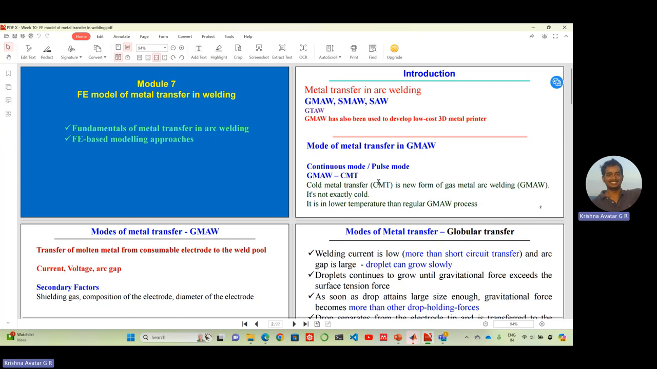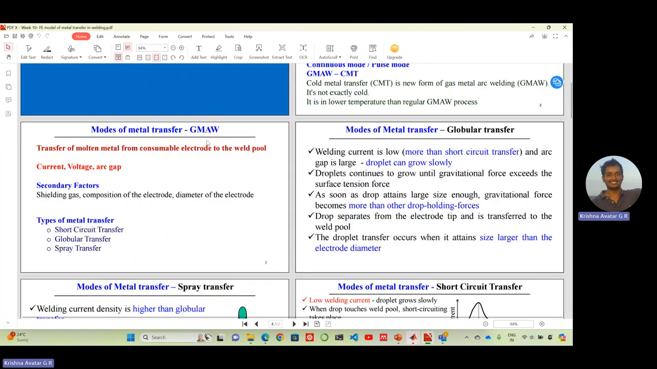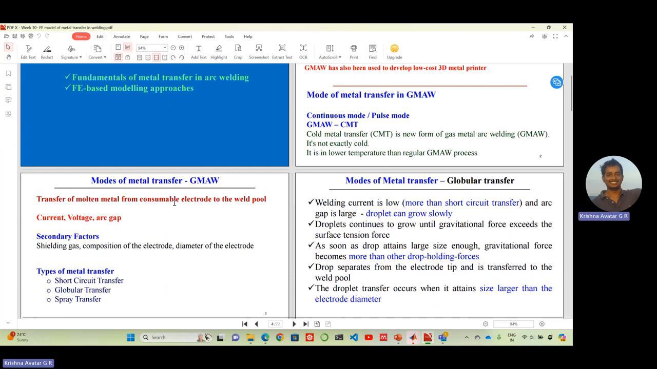And in the pulse mode, the metal deposition takes place one drop at a time. In GMAW, CMT, which is cold metal transfer, is a new form of gas metal arc welding, and it's not exactly cold. It operates at a lower temperature than the regular GMAW process. Now the modes of metal transfer, we start with GMAW.